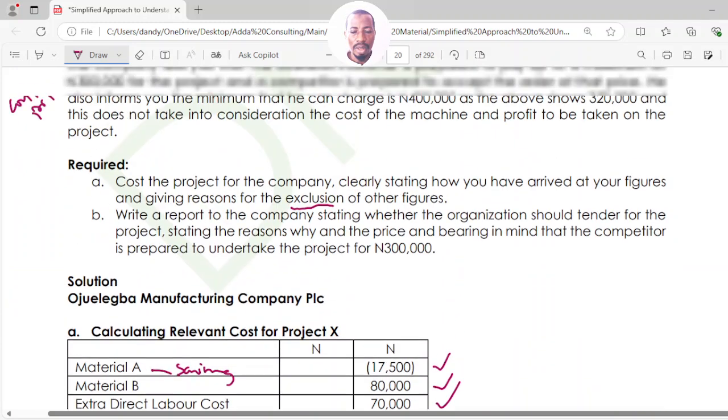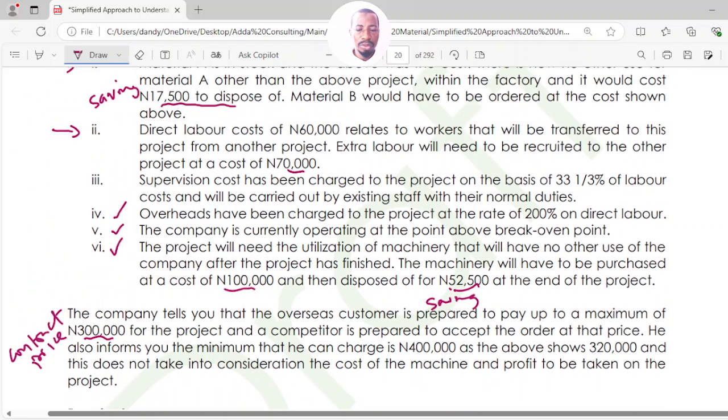Then the next bullet point, which is bullet point number 3, supervision cost has been charged to the project on the basis of 33 1/3 of labor cost and will be carried out by existing staff with their normal duty. Since supervision will be carried out by the existing staff, it means that the supervision cost of 20,000 naira is irrelevant and should be ignored.